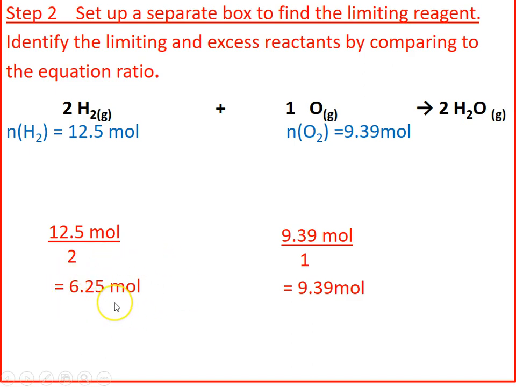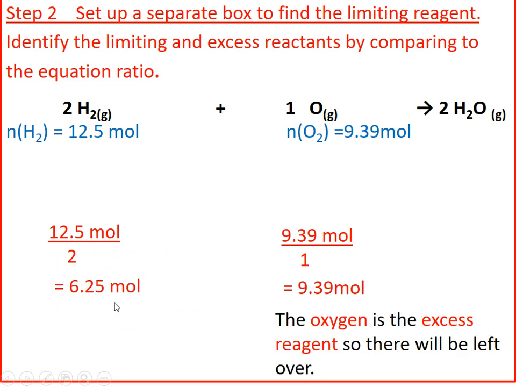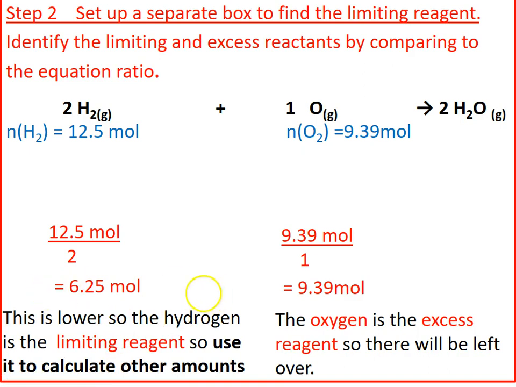So you can see that the hydrogen is the limiting factor. We're going to run out of it first. So this technique of dividing the number of moles that you've got by the mole ratio is a quick way of working out the limiting factor. Once you know that hydrogen's the limiting factor, then you use that number to work out how much water you've got.